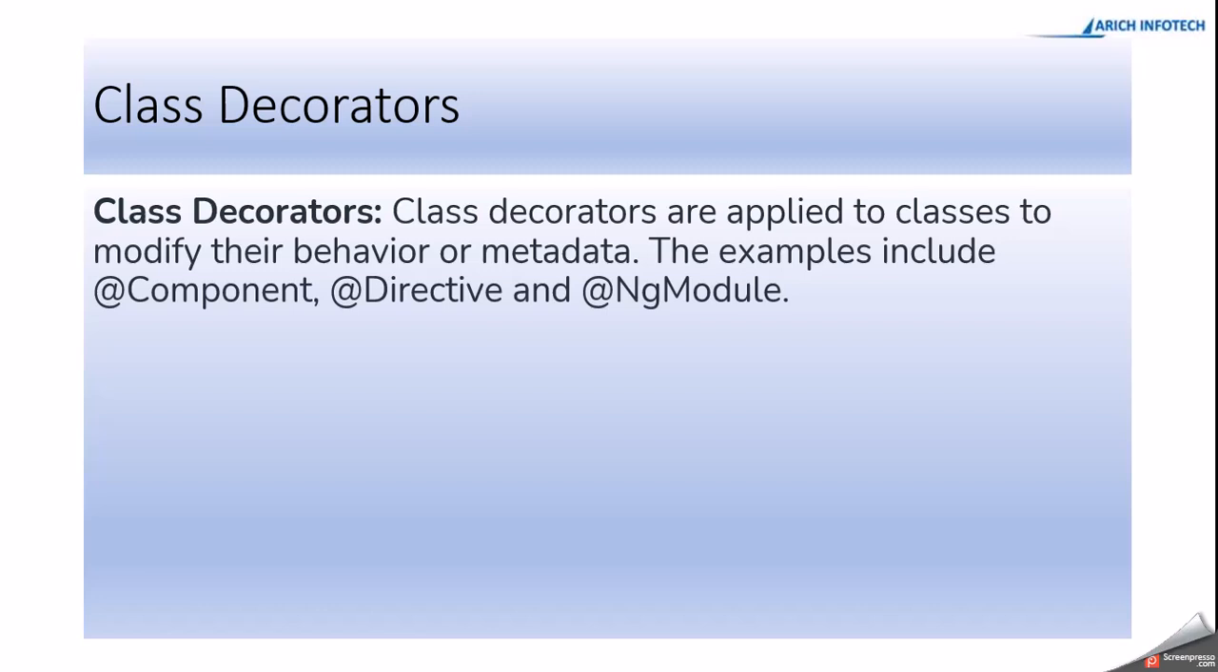Same as here, there are multiple class decorators: @Component, @Directive, @NgModule, @Service. These are examples of class decorators. Suppose we want to specify that a class is a controller class, so we use @Controller. Same as here, if we want to declare that a class is a component class, we declare @Component, @Directive, @NgModule, @Service. Okay, but here we are calling them decorators, but in Java we call them annotations.